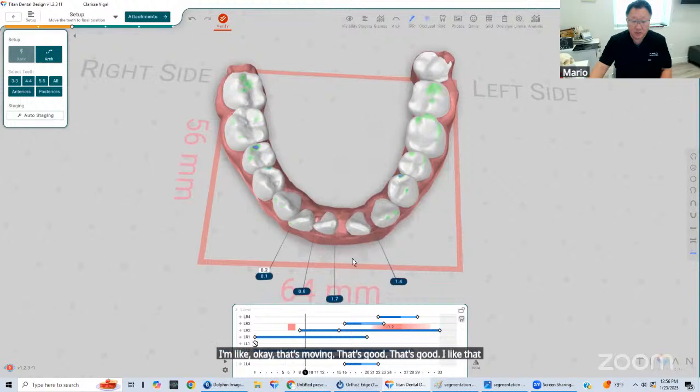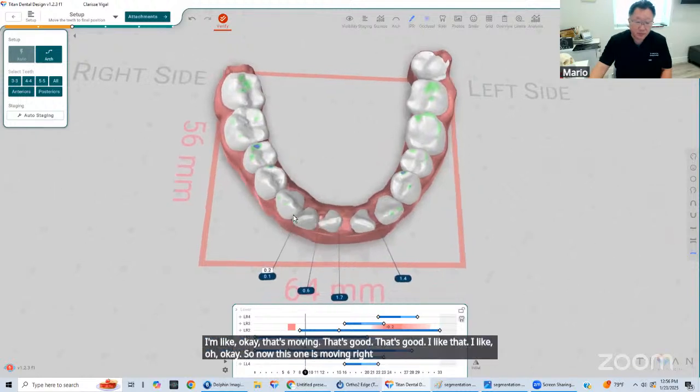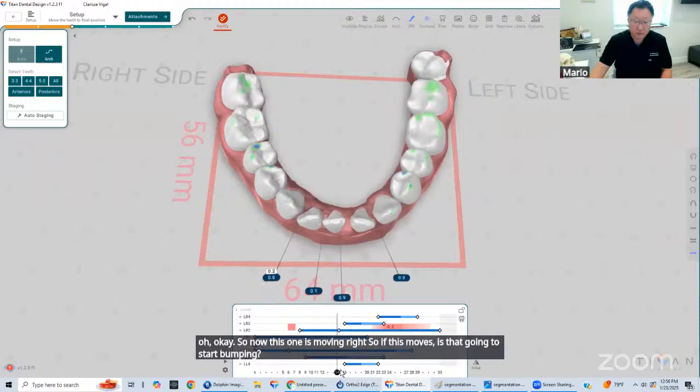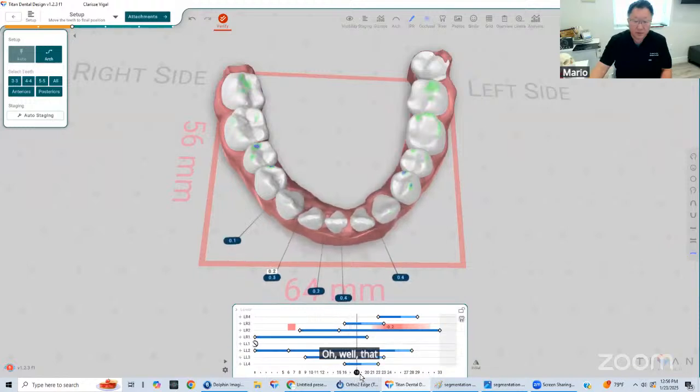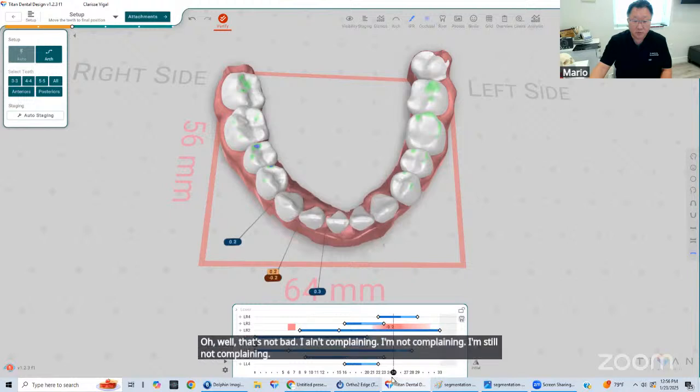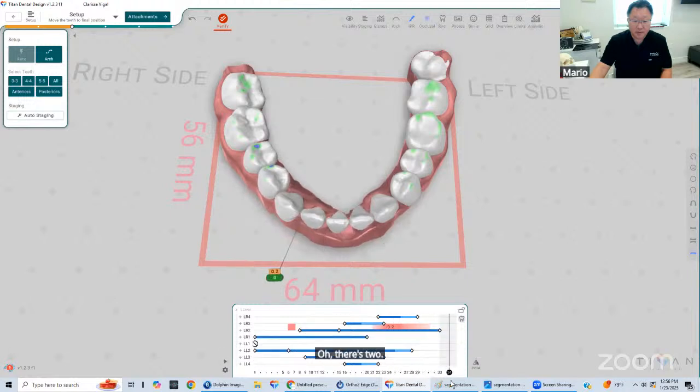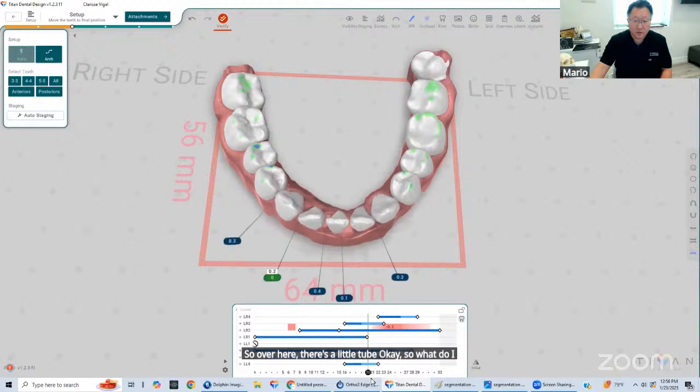Oh, okay, so now this one is moving. So if this moves, is that going to start bumping? Oh, well, that's not bad. I ain't complaining. I'm still not complaining. Oh, there's 2, but at the end is 0. So over here, there's a little 2. Okay, so what do I want to do at that point?